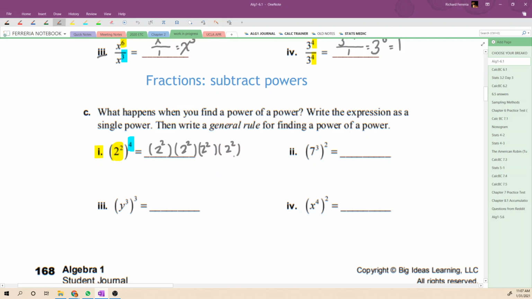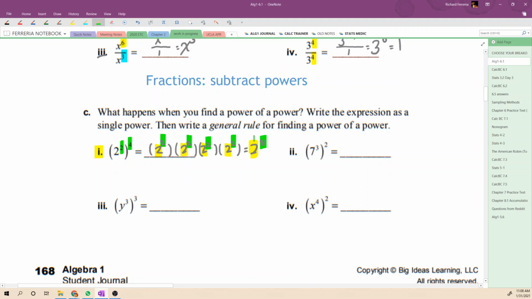Using the first rule that we came up with, since we see all the bases are 2's, we can just add these powers together. So this is 2, 4, 6, 8. So my answer should be 2 to the 8th power. And now we're going to look for our pattern. How could we have gotten that 8 using only the 2 and the 4 that we saw here? And this time it looks like we would multiply our powers. So 4 times 2 is 8.